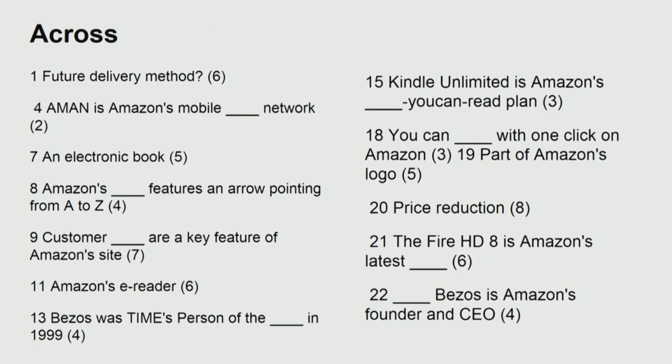13, Bezos was Times person of the dash in 1999, 4 letters. 15, Kindle Unlimited is Amazon's dash you can read plan, 3 letters. 18, you can dash with one click on Amazon. 19, part of Amazon's logo. 20, price reduction. The Fire HD 8 is Amazon's latest dash, 6 letters. 22, Bezos is Amazon's founder and CEO, 4.